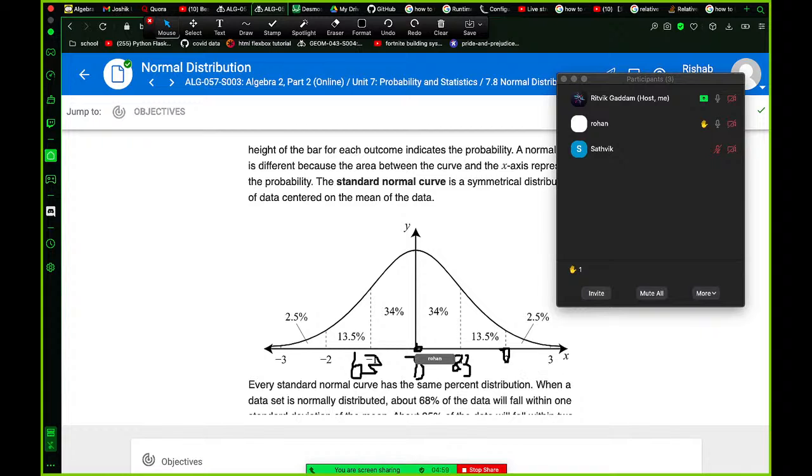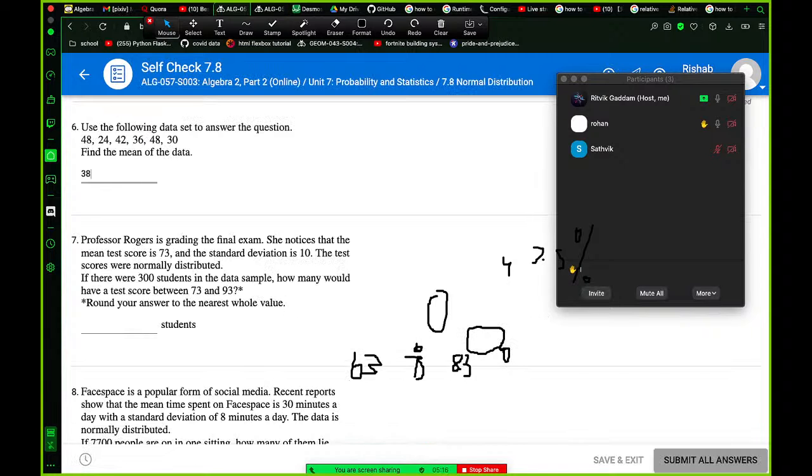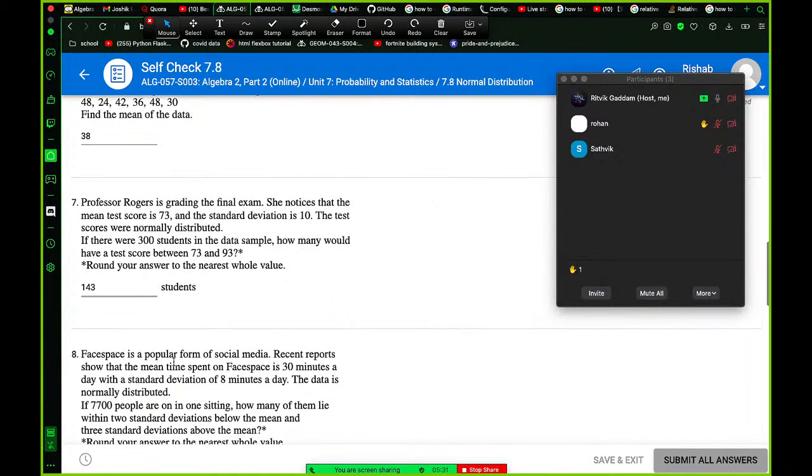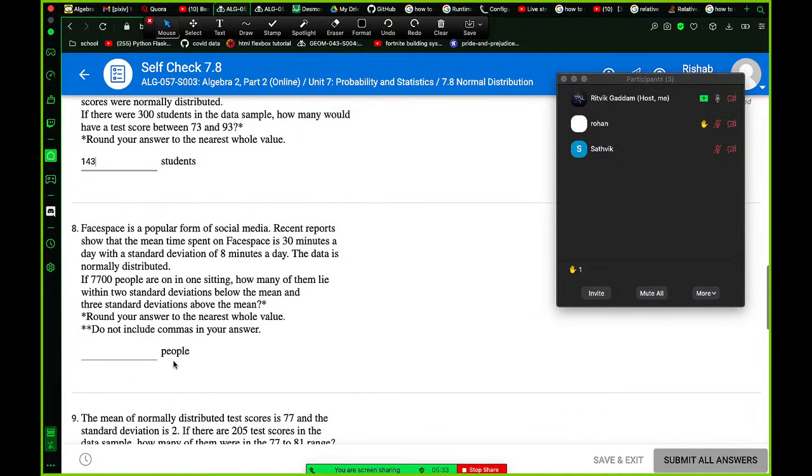So at first glance, it's 34% plus 13.5%, which is 47.5%. And we know that the total was 300, so technically 300 times 47.5%. So it'll be 143, because it's 142.5, but we need to round. 143. Yeah, that seems right. Okay, so yeah, let's move on.